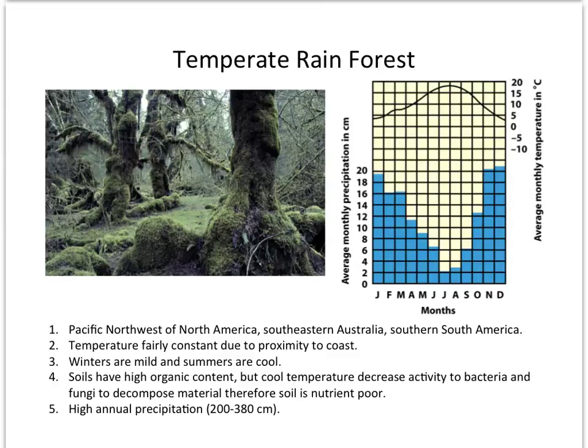This has a close proximity to the Pacific Ocean, and so the temperature itself is very mild. You can see here from the temperature curve that even in the winter times it doesn't get very cold in these areas. The summers themselves are very cool as well. It gets up to, in this particular biome, about 15 to 18 degrees Celsius.